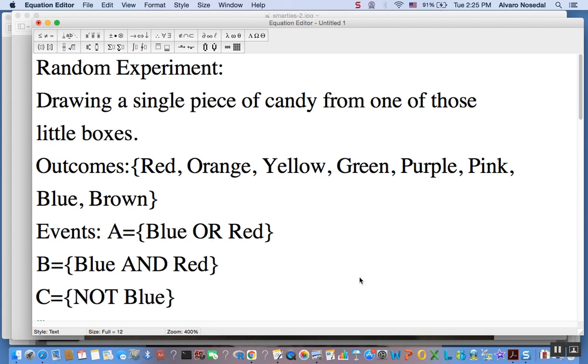Notice that starting from a given collection of sets that are events, we can form new events by using or and not, which, if you remember, correspond in the language of set theory to the operations union, intersection, and complement. Well, we will discuss these operations in more detail later in another video. Okay?